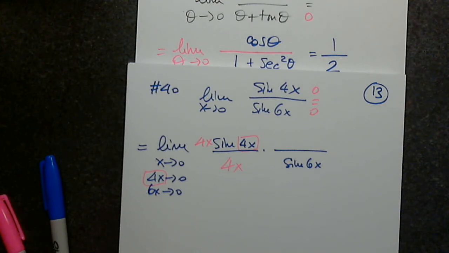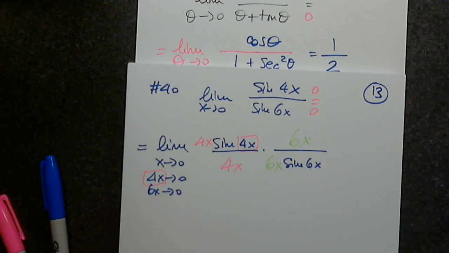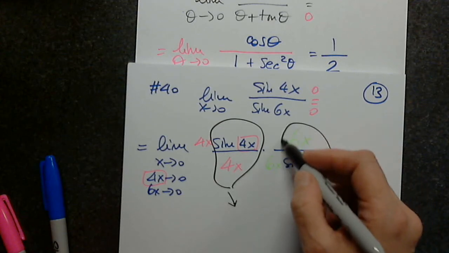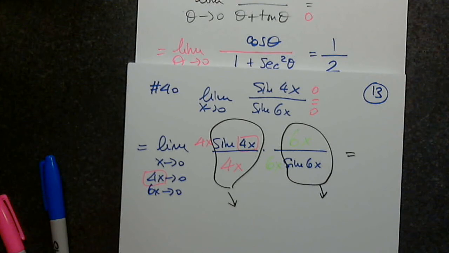Okay, what am I missing then with sine 6x? As long as I multiply the top by 6x and the denominator by 6x, I'm really multiplying by 1. I'm not changing anything. But now, of course, I'm going to ask you, where is this going? And also, where is this going? And what is the limit, by a simple algebraic manipulation of the function? 2/3. This approaches 1, this approaches 1.